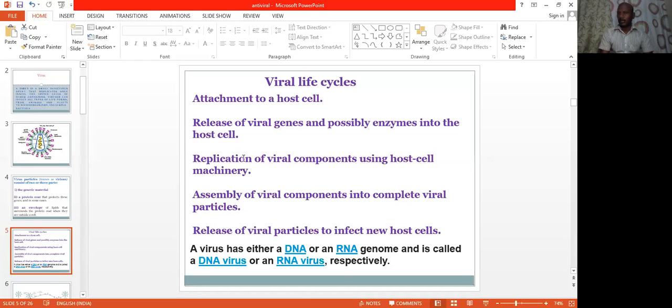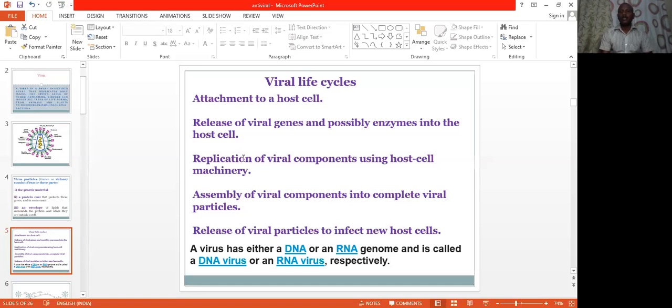So the viral life cycle starts with the attachment of the virus to the host cell, whether it is a human cell or another. In humans, it may bind with blood cells or other cells. Once it binds, it diffuses into the cell, and then it releases its material, that is enzymes and genetic material. Once the enzymes and genetic material are released into the host cell, replication will start, and synthesis of components will take place.